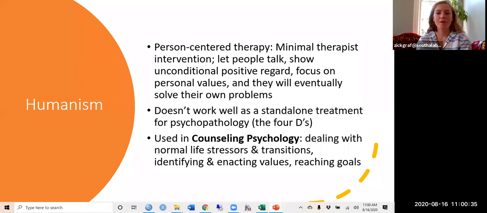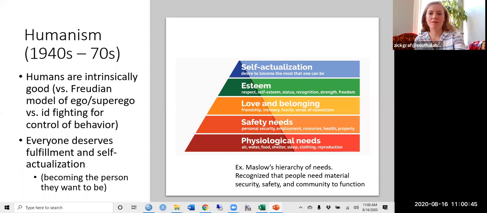Humanism and person-centered therapy doesn't actually work as a standalone treatment for psychopathology. I think we can understand why that's true, because we can all think of examples of people who have their physiological and safety needs met for sure, and who have great relationships, love and belonging, who have jobs that they really care about, so they have esteem, but they still struggle.